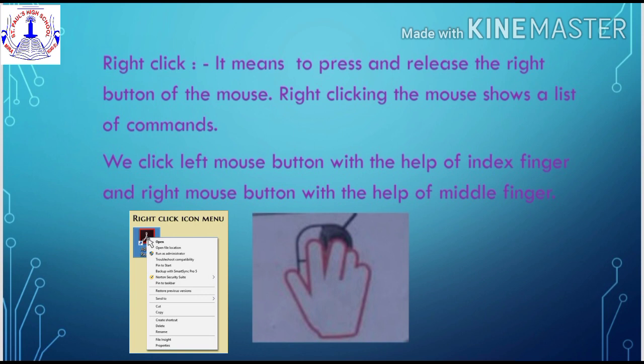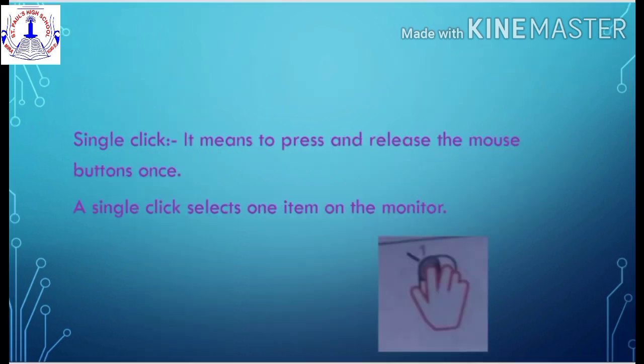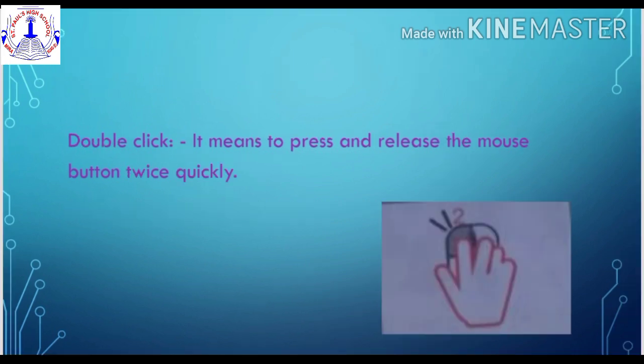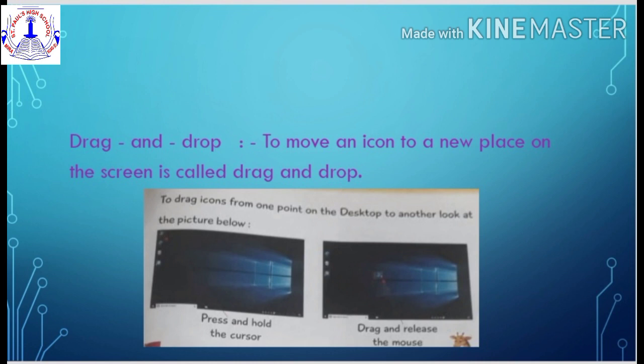We click left mouse button with the help of index finger and right mouse button with the help of middle finger. Look at the picture. Single click, it means to press and release the mouse button once. A single click selects one item on the monitor. Double click, it means to press and release the mouse button twice quickly. Drag and drop, to move an icon to a new place on the screen is called drag and drop. Look at the picture.